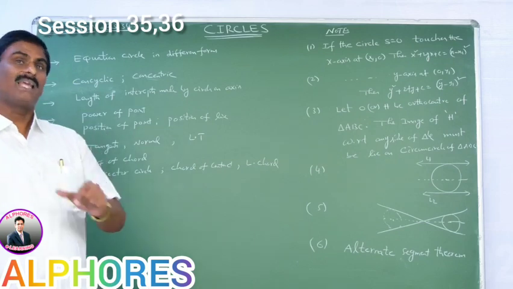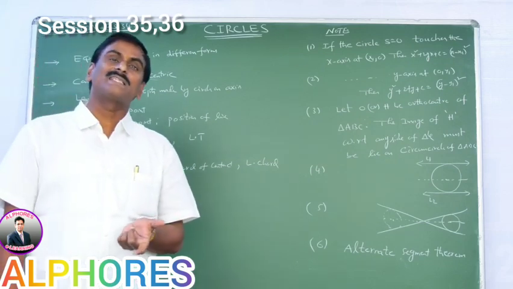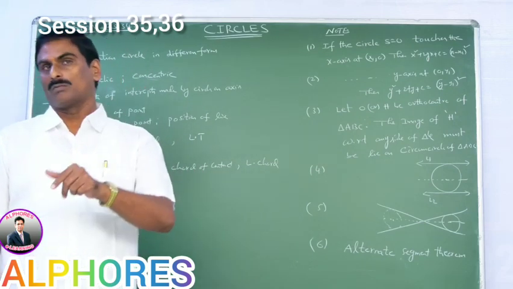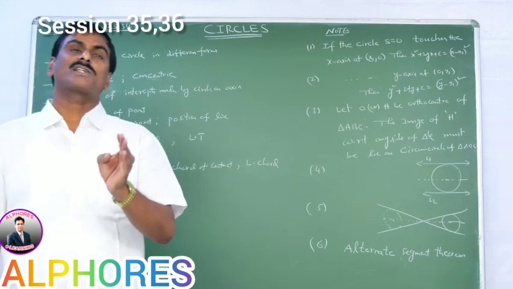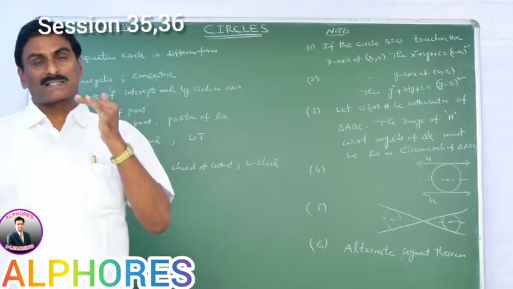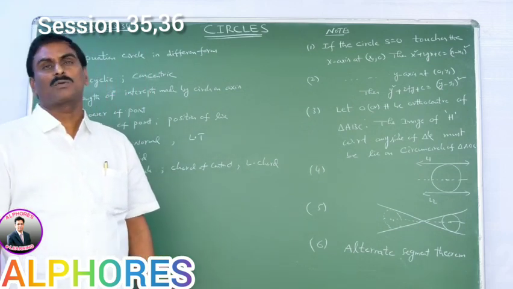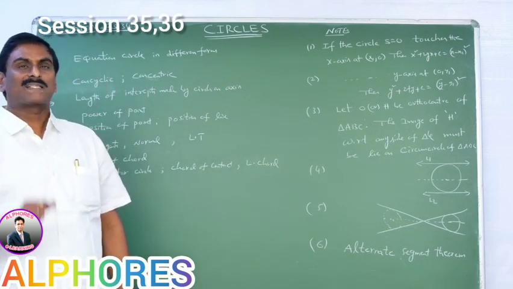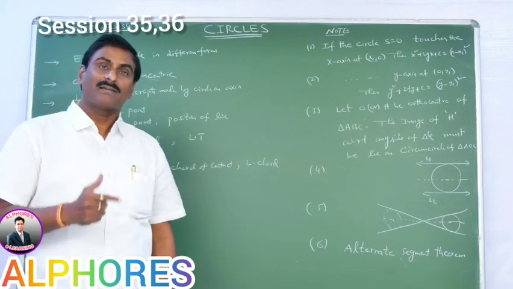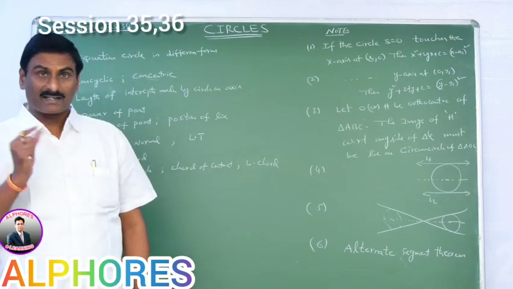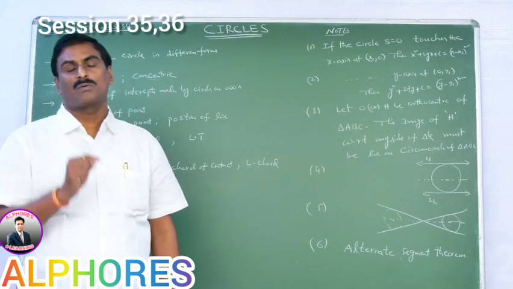If the circle passes through the origin, what is the condition? c is equal to 0. The constant term is always 0. Any curve that passes through the origin, the constant term must be 0. If the circle x square plus y square plus 2gx plus 2fy plus c is equal to 0 passes through the origin, then c is equal to 0. If the center lies on the x-axis, then f is equal to 0. If the center lies on the y-axis, g is equal to 0.